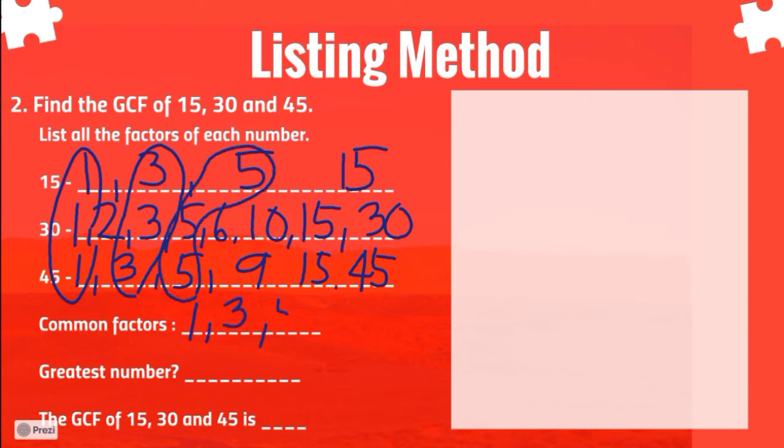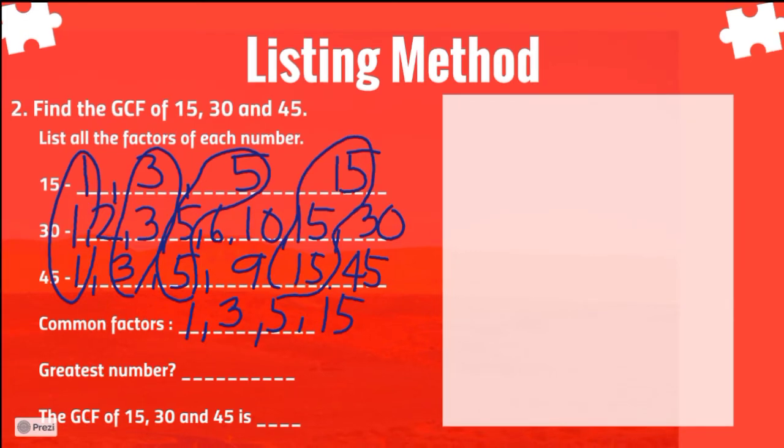5, and 15. There are 4 common factors. And which is the greatest number? The greatest number is 15. So the GCF of 15, 30, and 45 is 15.